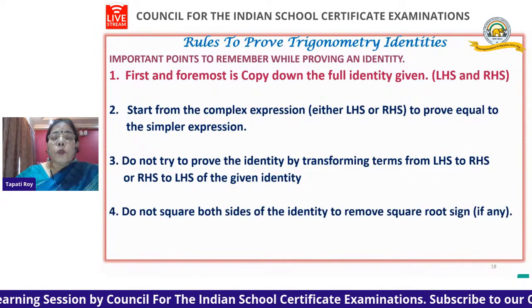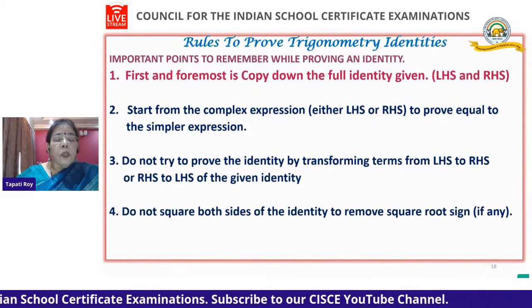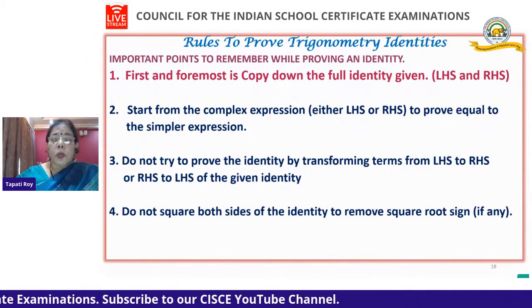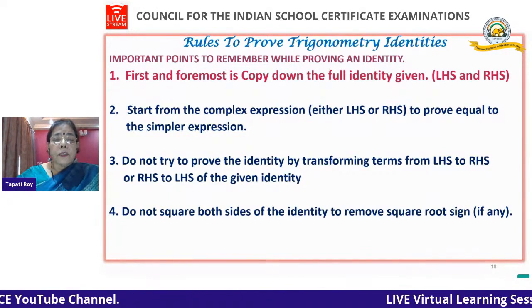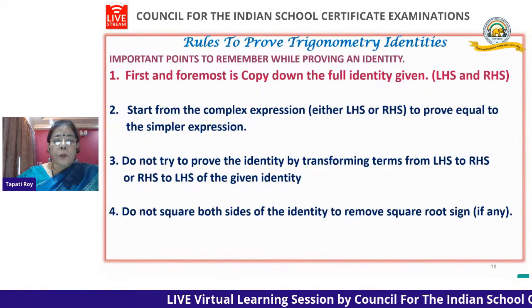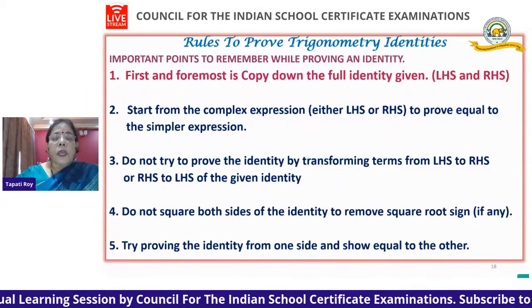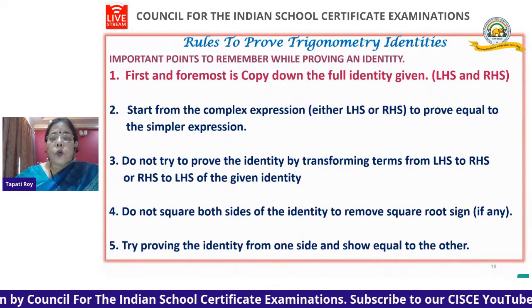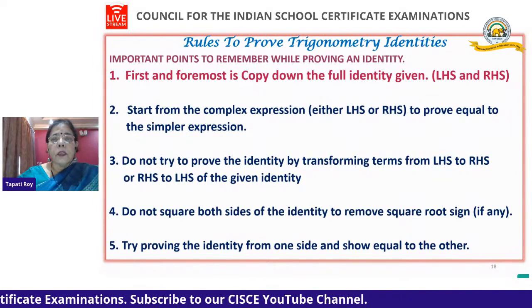Do not square both sides of the identity to remove a square root sign, if any. So we have done a sum where there was a square root sign, but without squaring, we easily worked on the sum. So again, we are satisfied with the point that is given here. Try proving the identity from one side and show it equal to the other side. That means from left hand side to the right hand side, or right hand side to the left hand side.